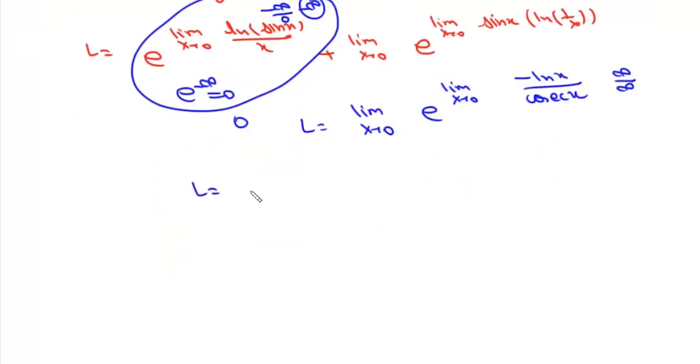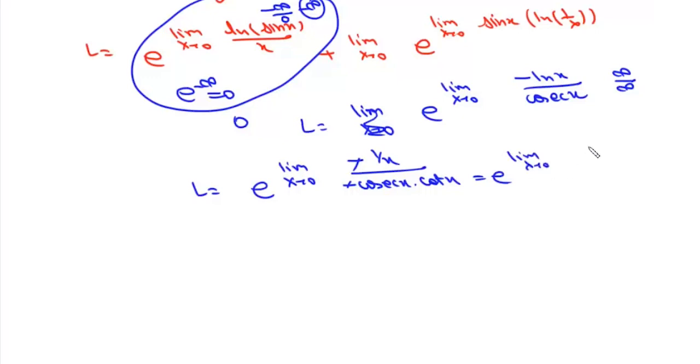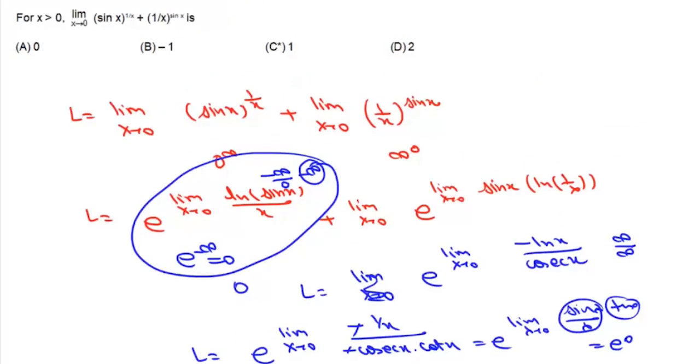Now we use L'Hopital's rule, so it will be e to the power limit x tends to 0, and this is minus 1 by x, and this is minus cosec x into cot x. Minus and minus will cancel, so it will be e to the power limit x tends to 0 sin x into tan x upon x. Sin x upon x is 1 and tan x is 0. So it will be e to the power 0. That means the value of this limit is simply 1. And that's your option C.